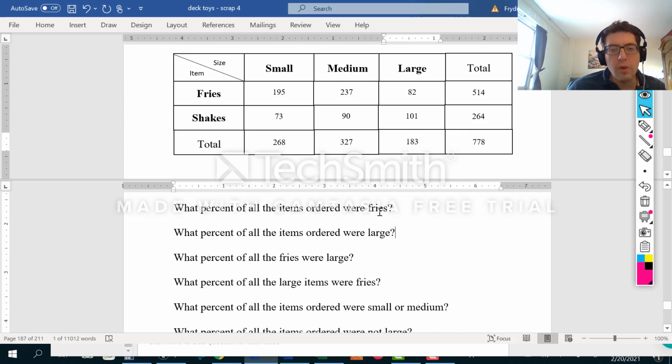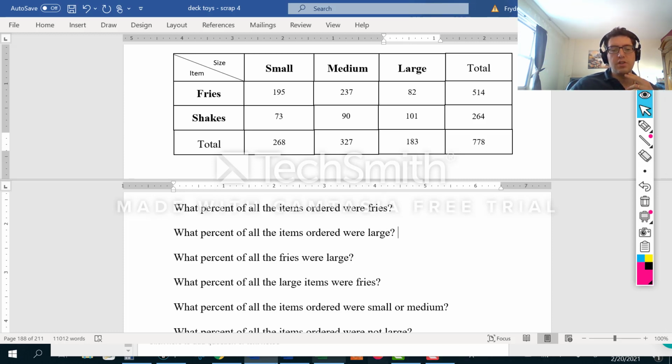Oh, I'm looking at the wrong... oh, wait. This question was what percent of all items ordered were fried? Okay, so I went out of order here. Let me do this question first. What percent of all the items ordered were large? Well, there were 183 large items ordered, 778 total.